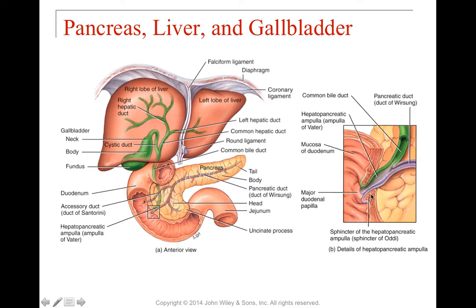Right? This is an up-close view of the sphincter of the hepatopancreatic ampulla. It's called the sphincter of Oddi. Basically what happens is bile comes down through the common bile duct, and pancreatic enzymes come out through the pancreatic duct, and they meet here at the hepatopancreatic ampulla, or the ampulla of Vater, and then release into the duodenum through the major duodenal papilla.